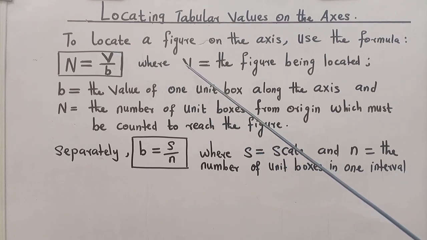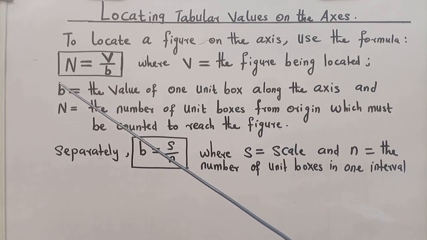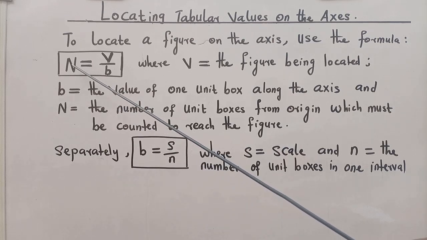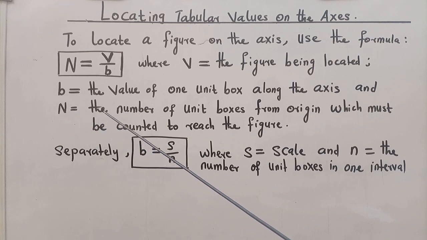This V, see it here, stands for the figure being located. That is, that figure which you see on the table, whose position you want to know on the axis. Next is this b. b is the value of one unit box along the axis, not everywhere on the graph page, but along the axis. And then this capital N is equal to the number of unit boxes from origin, which must be counted to reach the figure.